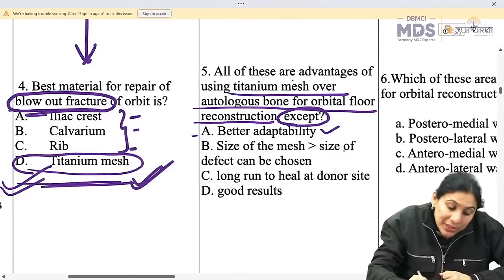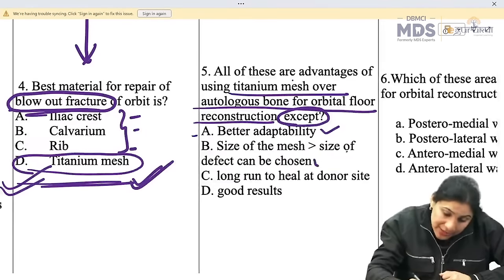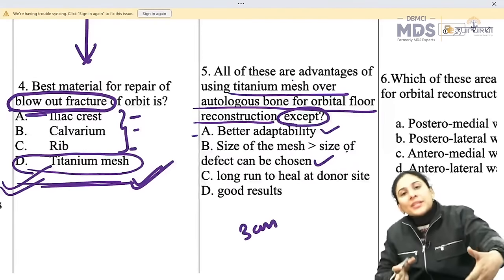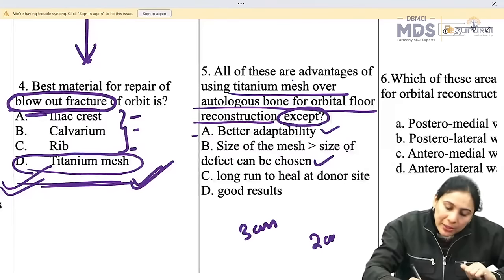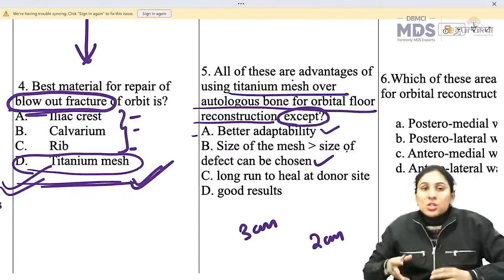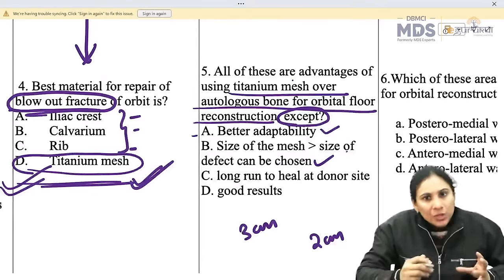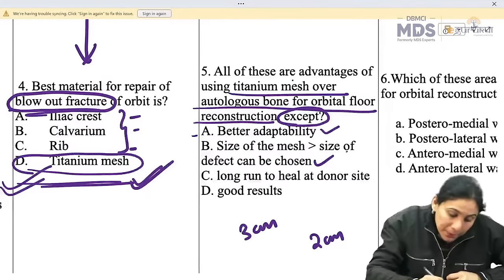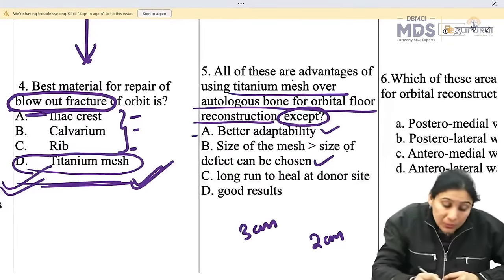Size of the mesh more than the size of the defect can be chosen. Yes, you can. If the defect is 3 cm, you can take a 4 cm mesh. If the defect is 2 cm, you can take a 3 cm mesh. So depending on the size of the defect, you can choose the mesh accordingly. So that is also an advantage.